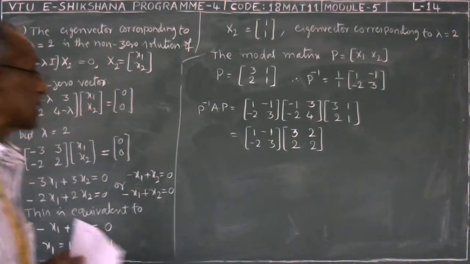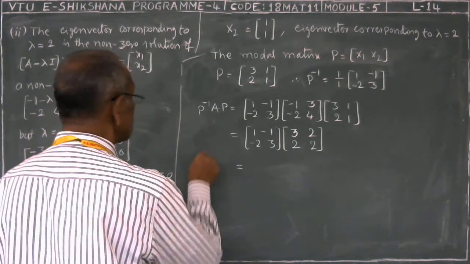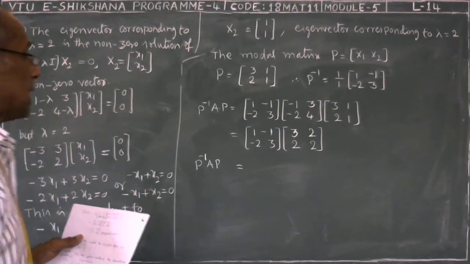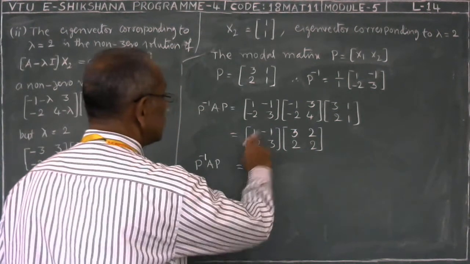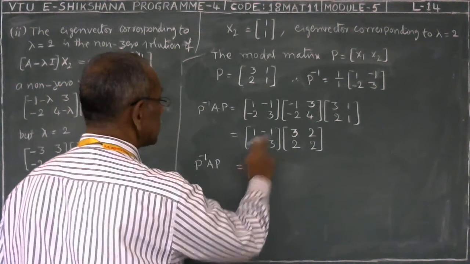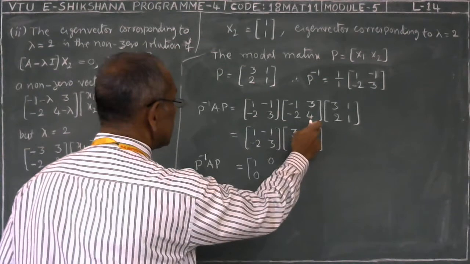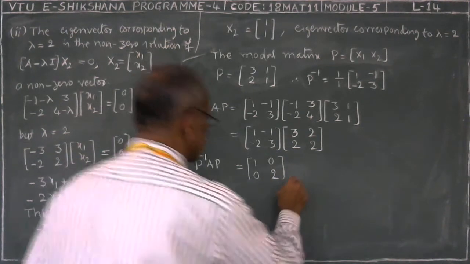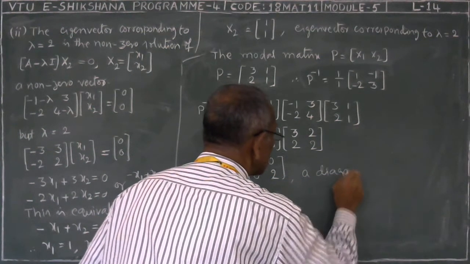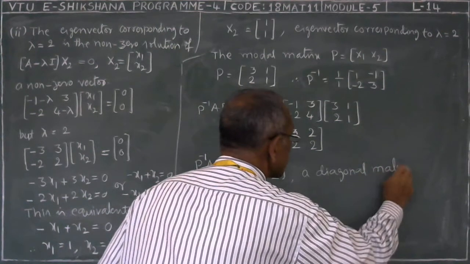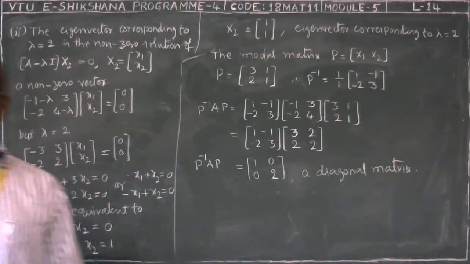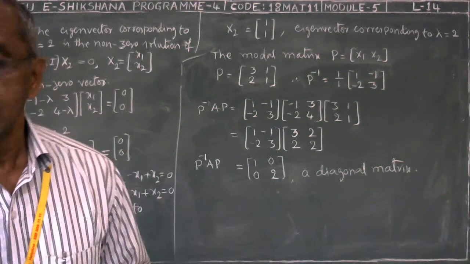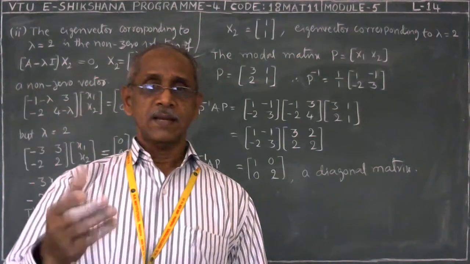Now let me multiply to get P inverse A P. P inverse A P is equal to 3 minus 2, that is 1; 2 minus 2, 0; minus 6 plus 6, 0; minus 4 plus 6 plus 2. This is the required diagonal form. Other problems are very similar, so I think you can work them out very easily with this explanation.